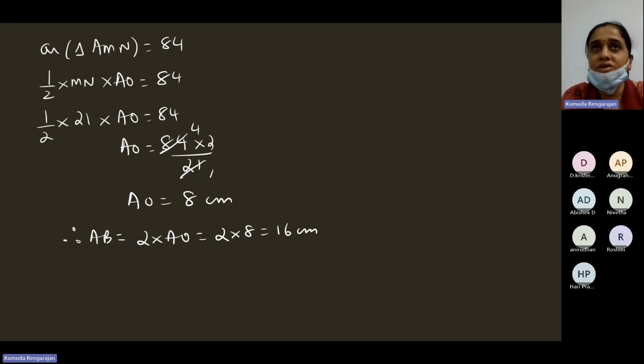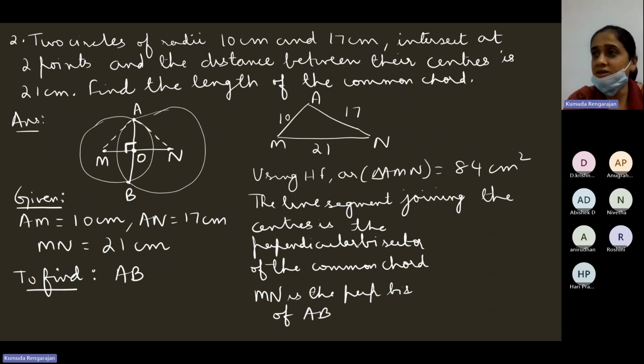So first we need to find the area of the triangle using Heron's formula and equate that to half base into height. So you will get half the length of the chord. You will get AO. AO is the altitude of the triangle AMN, and it is half the length of the chord. So you can find AO and double it to find AB. Any questions, online students? Okay, next one.